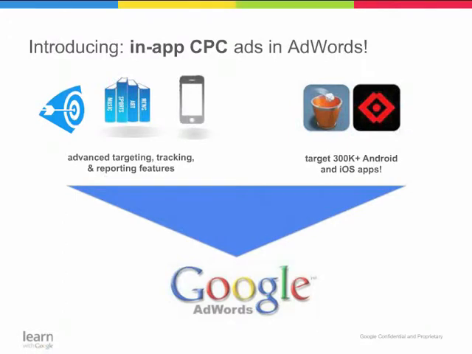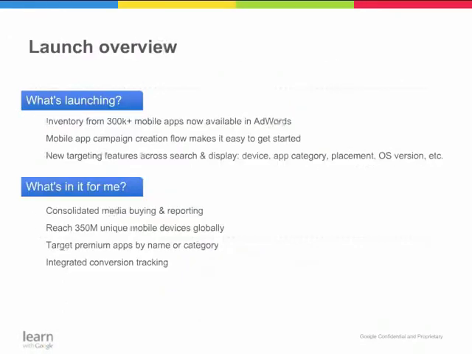This means that there is now transparent access to over 300,000 mobile applications today. There's a new campaign creation flow that makes targeting mobile apps easier. There are great new targeting features like device model, operating system, app category, and app placement. This is exciting because it offers reach to over 350 million users and consolidates across our various products such as search, mobile search, desktop display, and in-app display all in one platform. It also allows for greater transparency and ROI reporting when buying mobile media.